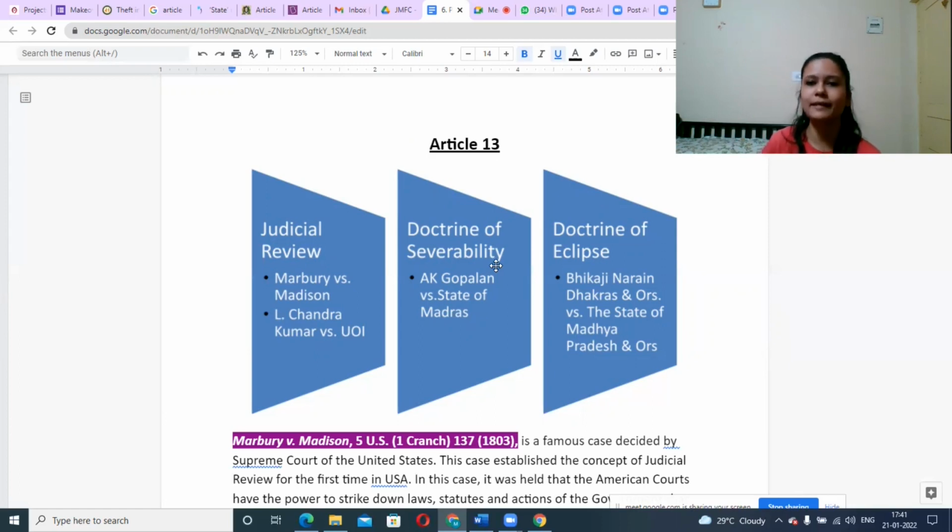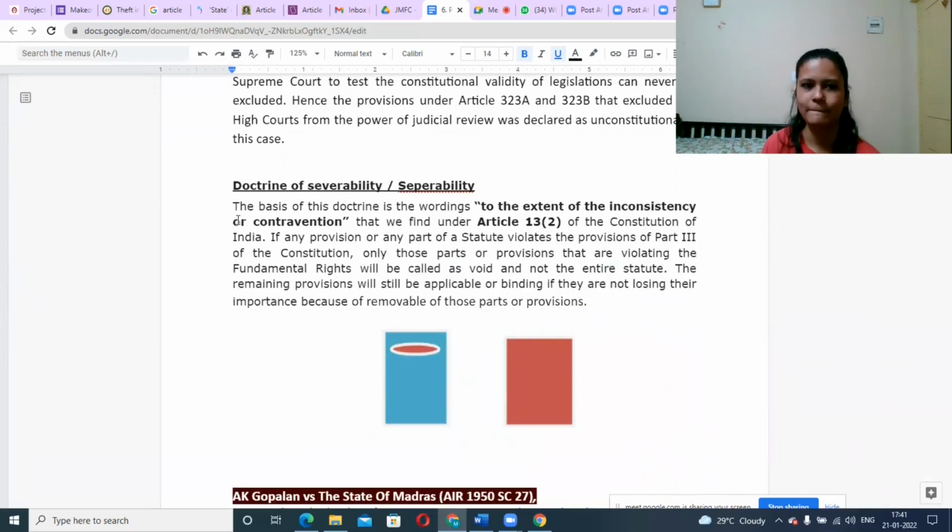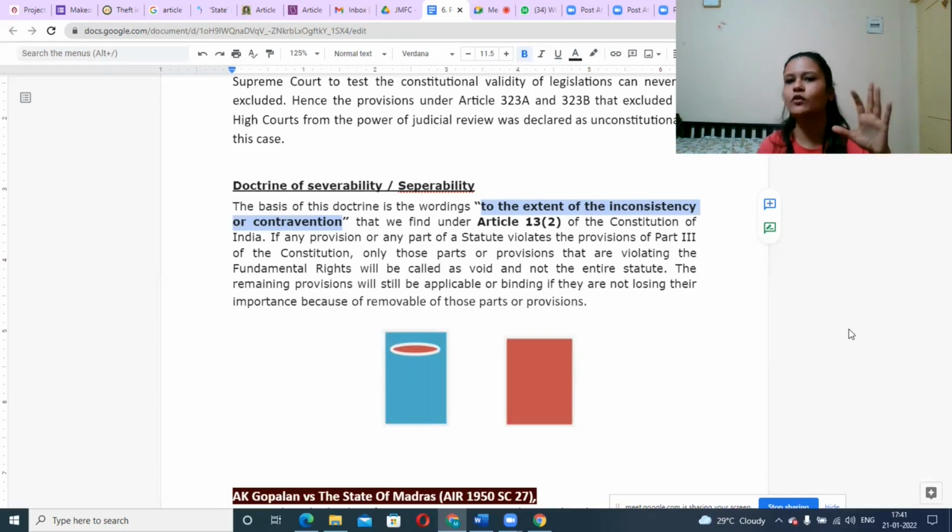All right, so this concept we can understand with the help of this case, A.K. Gopalan versus State of Madras. So we will see what the doctrine of severability is all about. The basis of this doctrine is in the wording, to the extent of inconsistency or contravention. Like we have understood, if there is a certain provision given in part three of the Constitution, the legislations that we have should not violate or go against part three. But if there is a certain provision in the Indian Contract Act which violates provisions given in part three, how do we consider this as void? To the extent of inconsistency or contravention.